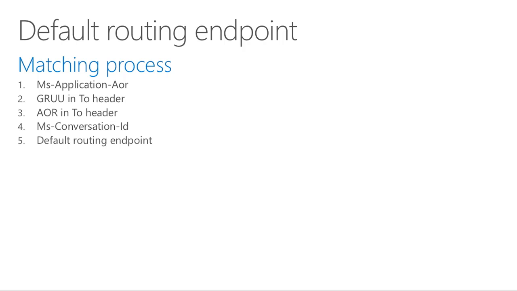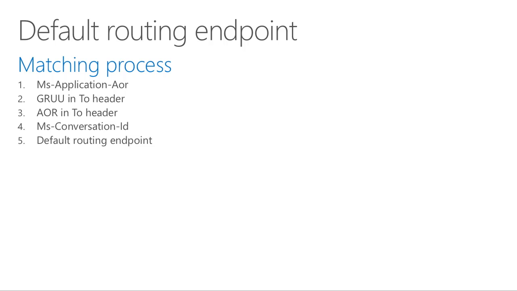The next thing UCMA looks at is the conversation ID. So it checks the invite, it looks for a conversation ID in a SIP header, and if there's a conversation that's already being handled by your UCMA application that matches that ID, then it goes to the endpoint that conversation belongs to.